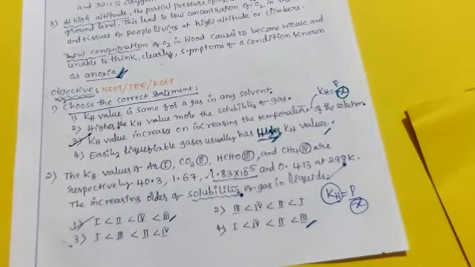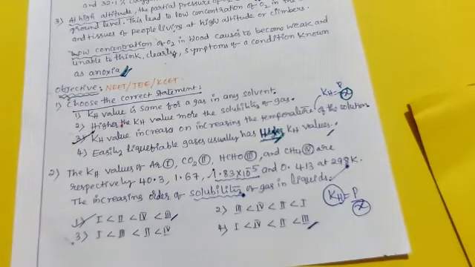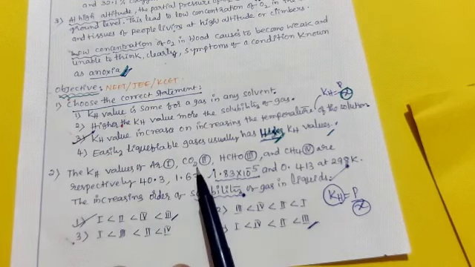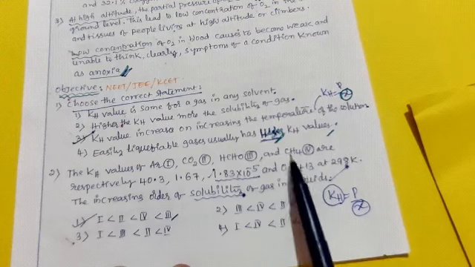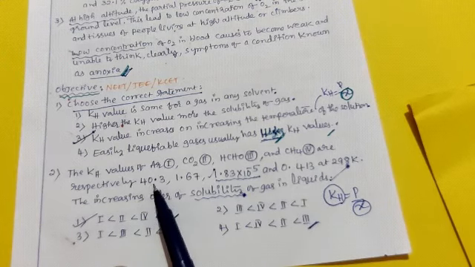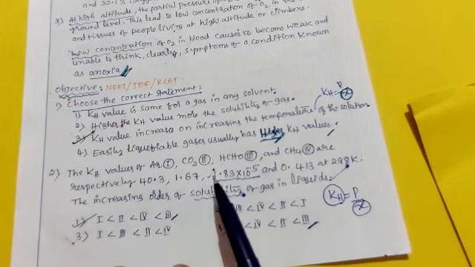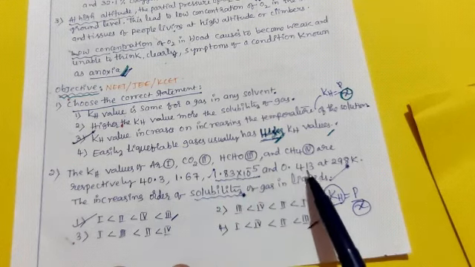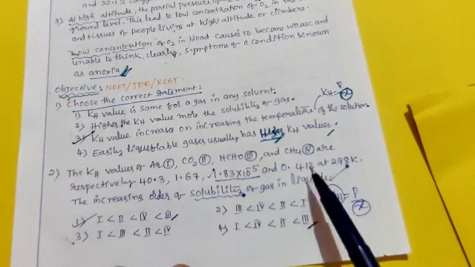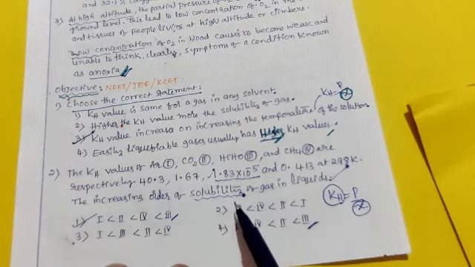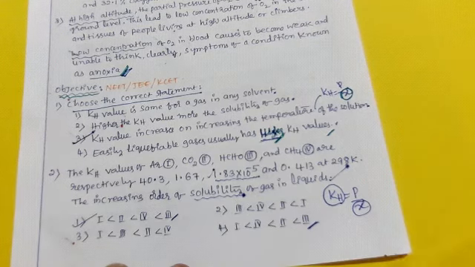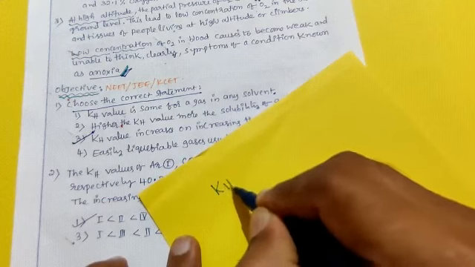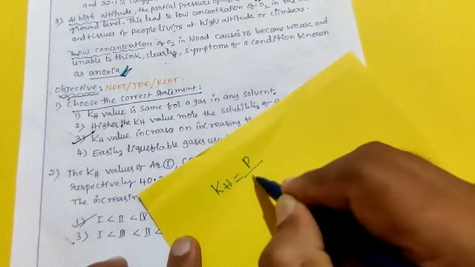Next one is here, one question created: the KH values of argon, carbon dioxide, formaldehyde, and methane are respectively given as 40.3, 1.67, 1.83 into 10 power minus 5, and 0.413 at 298 kelvins. The increasing order of solubility of gas in liquid. Say it, students. On the basis of this, here KH is equal to P by X.